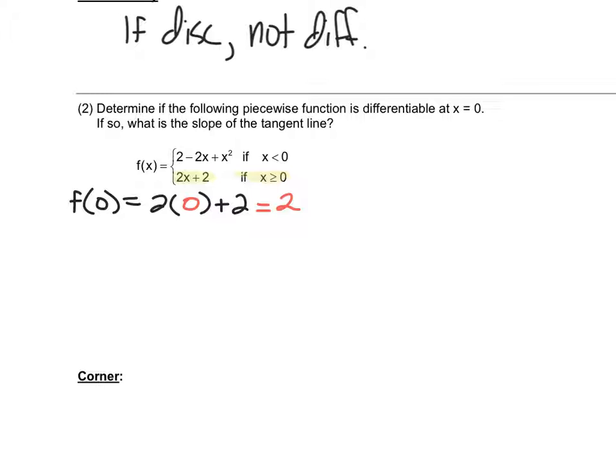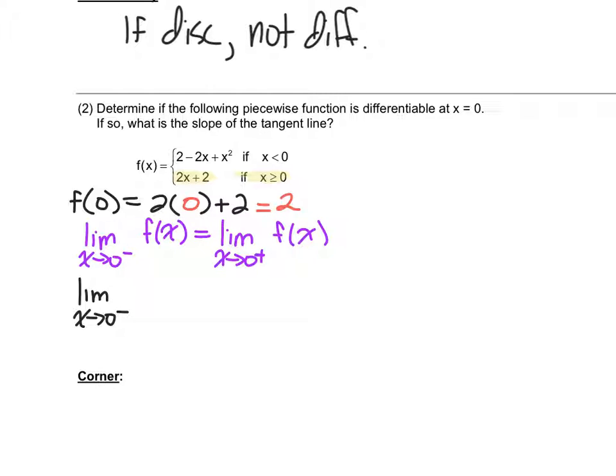Now it's a question of, okay, in what way? Does the limit exist from either side? The limit as x approaches 0 from the left of my function should be the same as the limit as x approaches 0 from the right of my function. All right, the left-hand side is the top function, 2 minus 2x plus x squared. The right-hand side is the 2x plus 2.